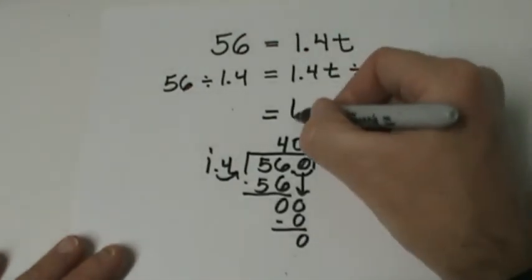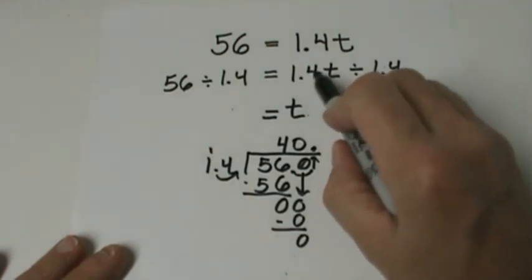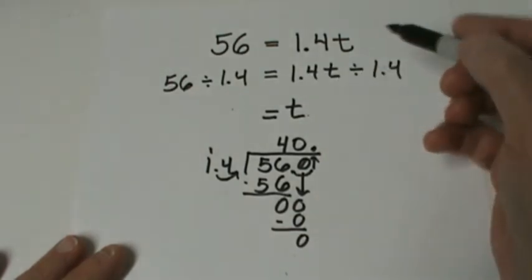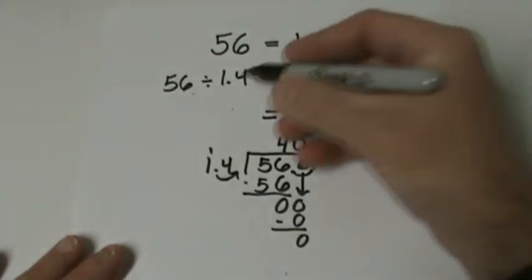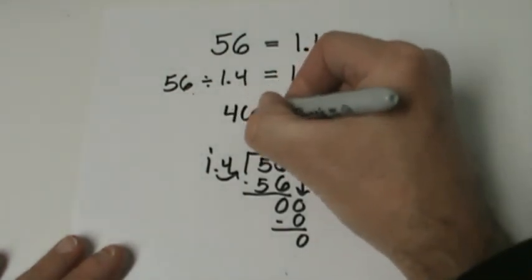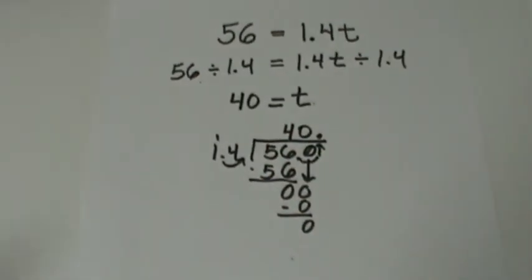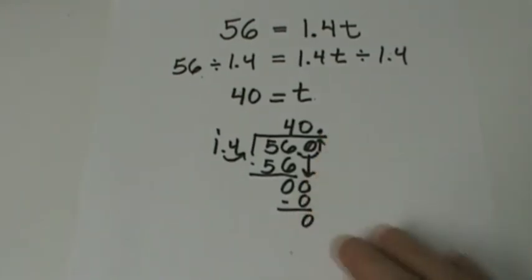So the value of t, which is by itself over here now because we've undone multiplying through division, leaves the t by itself, and then we divided and we found out it was 40. So the answer is t has a value of 40. Very good.